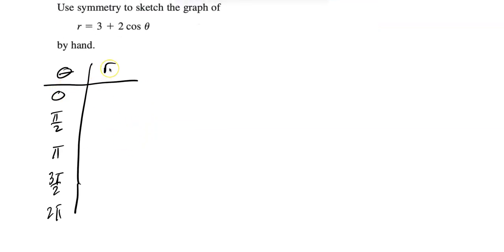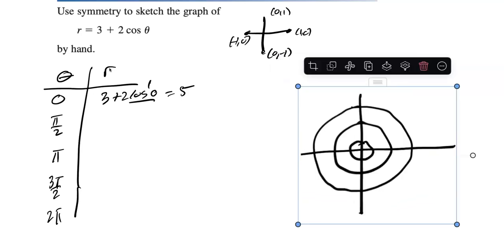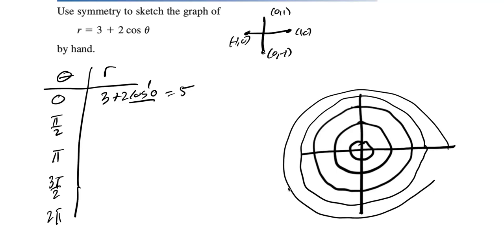On the first one, we're just going to plug it in. Cosine, we'll just do main points here. So 1, 0, negative 1, 0, 1. So we have 3 plus 2 cosine theta. Cosine 0 is 1, so we get 5. So here's my graph again. I have to make it up to 5. Not going to be pretty, so that's 3, 4, 5-ish. So our first point is 0, 5, right there.